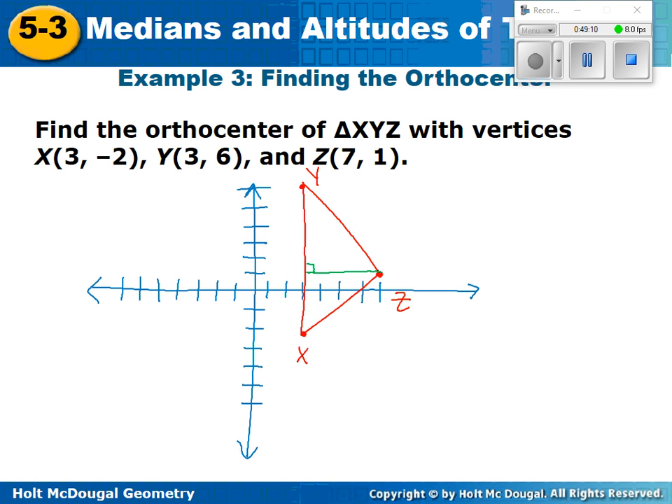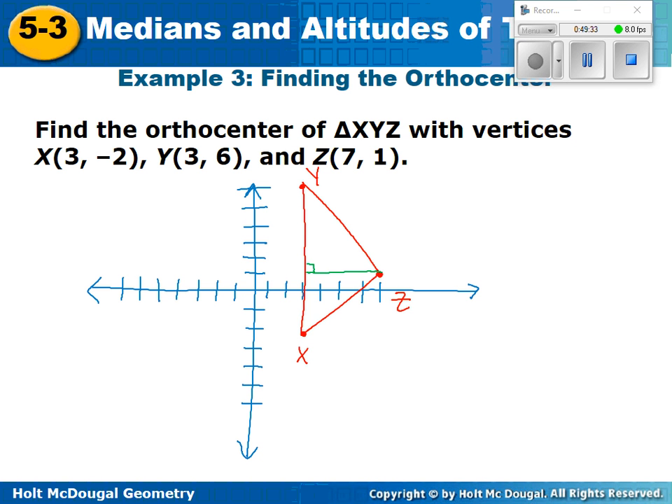Okay. The next thing I need to do is draw in another altitude. And how many do we have to have total? 2. 3 we can, but 2 is all we need to find out where they cross. So do we want to go Y over to XZ or X over to YZ? Okay, I heard a couple different ones, but I'm going to go with y over to XZ.